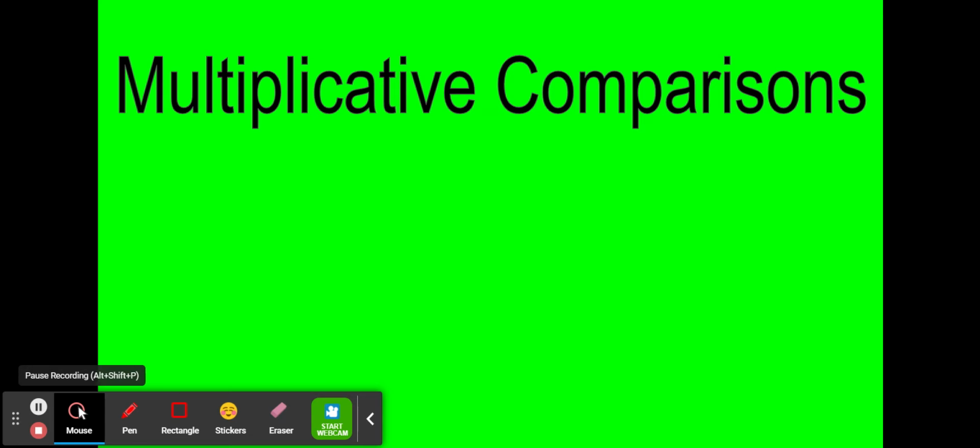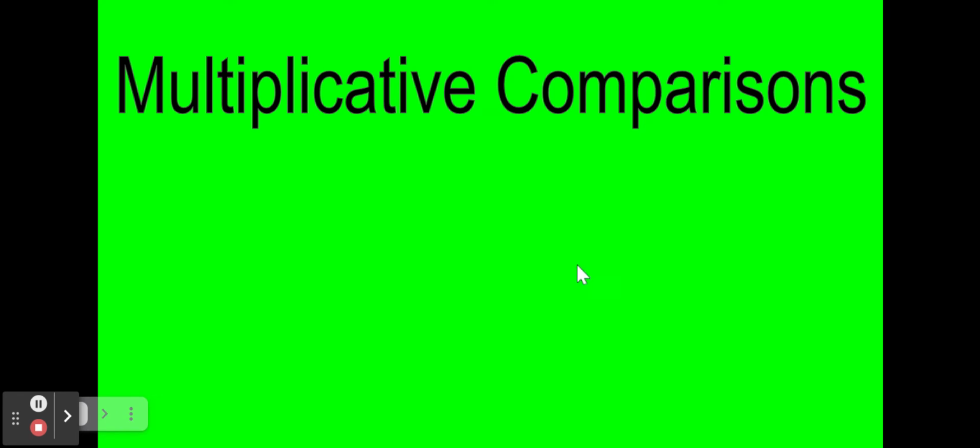Hello, today we are talking about two words that can look kind of intimidating because they're kind of long. It is called multiplicative comparisons. And at its heart, multiplicative comparisons is just comparing numbers, numbers specifically that are being multiplied. So today we're going to start off by just looking at the number 2.